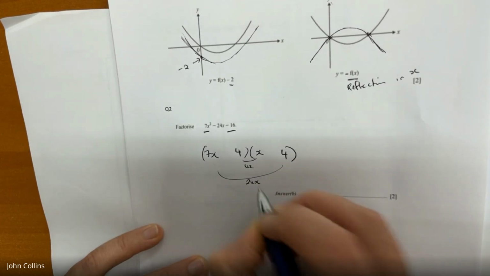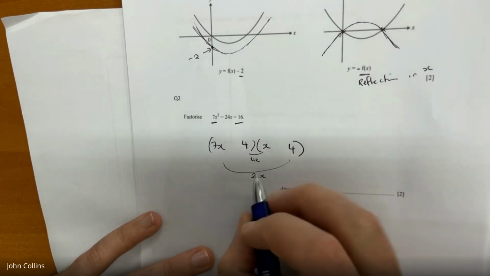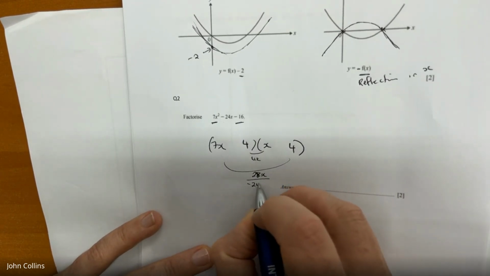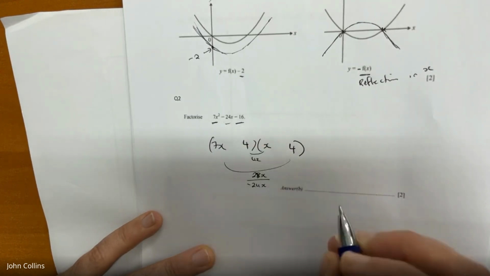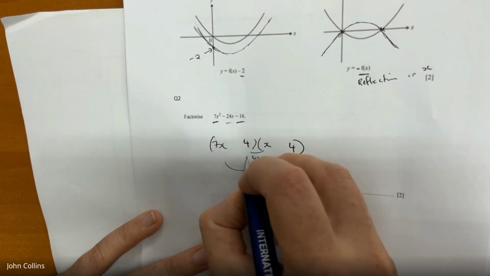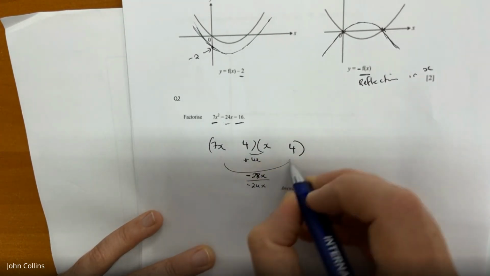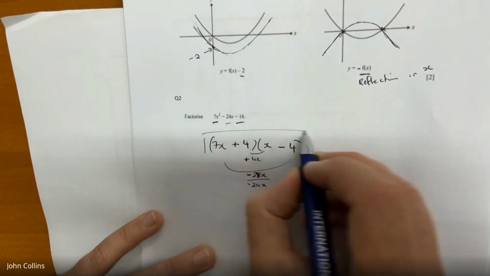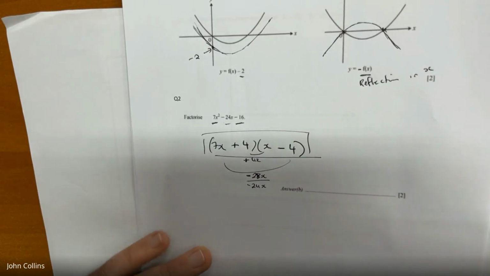4x, 24x, 28x, sorry. And I know I need to make negative 24x because that's the middle term here. So that has to be negative. This has to be positive. So the negative is with this multiplication and the positive is with it. That is the answer. You just need to factorize. That's it.